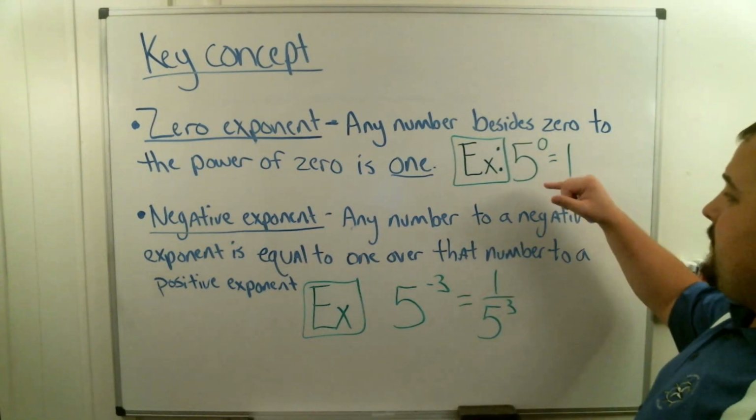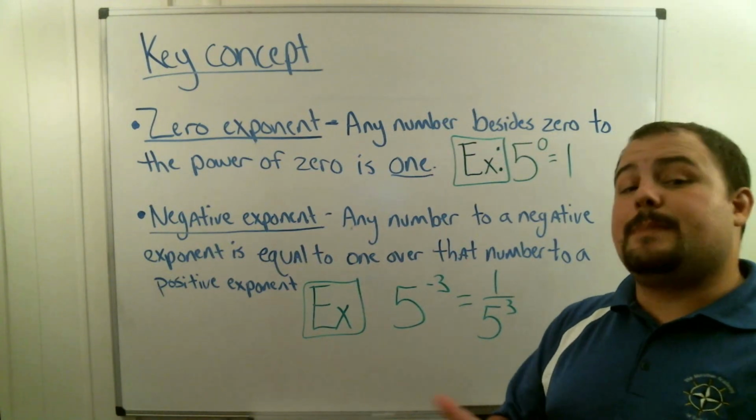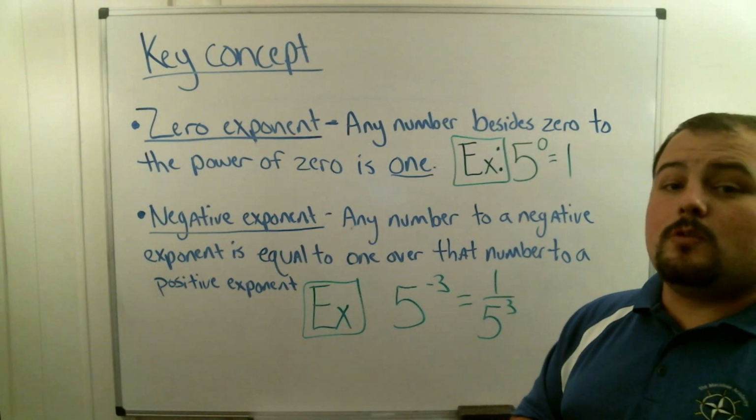So an example of that is if I have like 5 to the power of 0. That's 1. If I have 256 to the power of 0, that's also 1. If I have 1,000,000 to the power of 0, that's also 1.